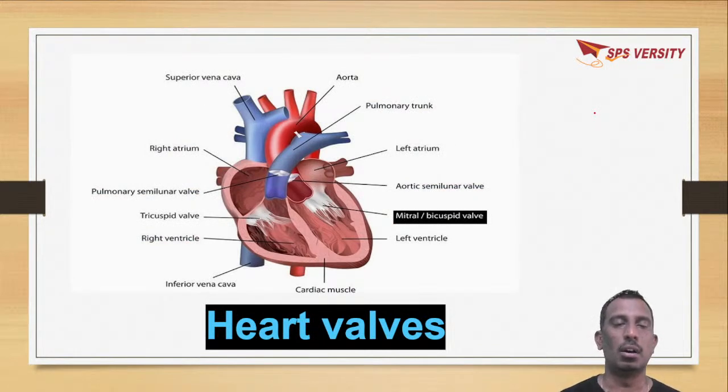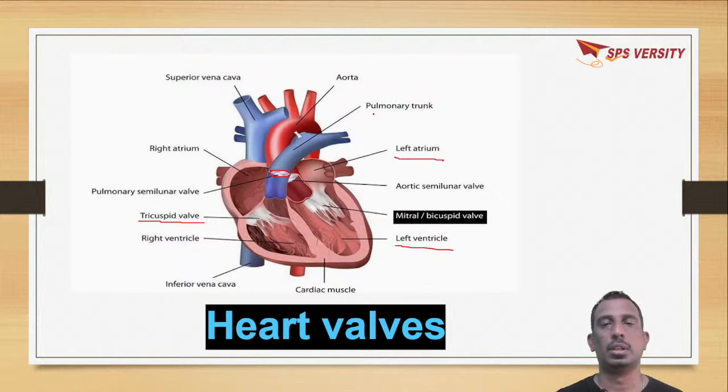Here you can see the heart valves. This is the tricuspid valve between the right atrium and right ventricle. This is the mitral valve or bicuspid valve between the left atrium and left ventricle. From the right ventricle there is a vessel which conducts blood to the lungs, and it has the pulmonary semilunar valve. From the left ventricle, the blood vessel which supplies blood to various body parts is the aorta, which has the aortic semilunar valve.